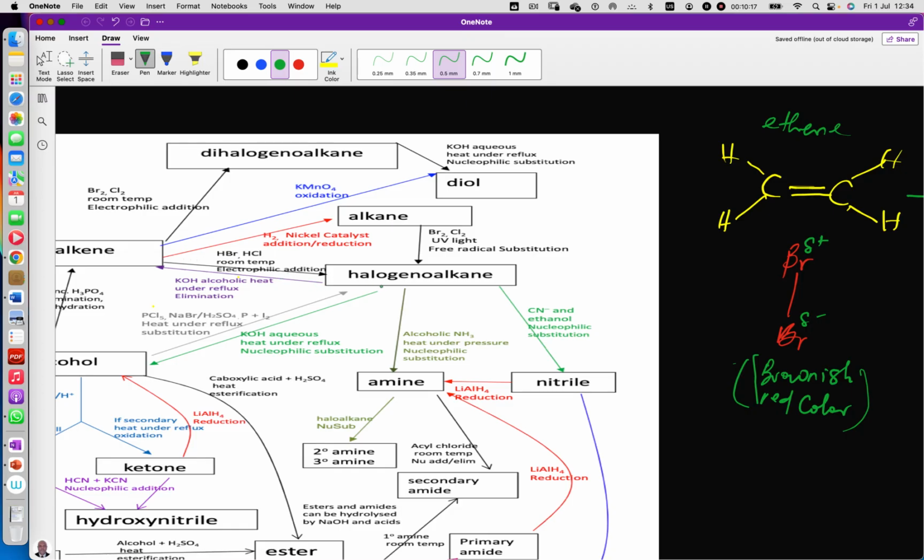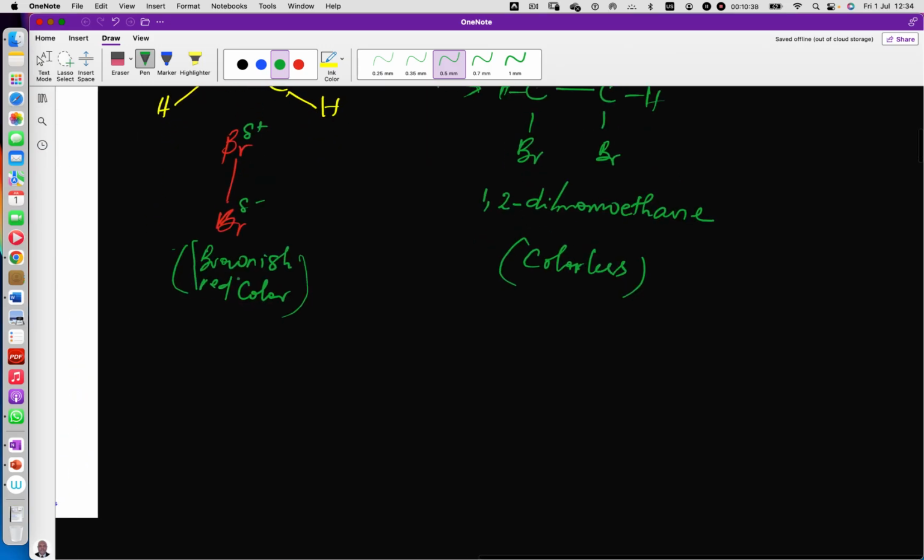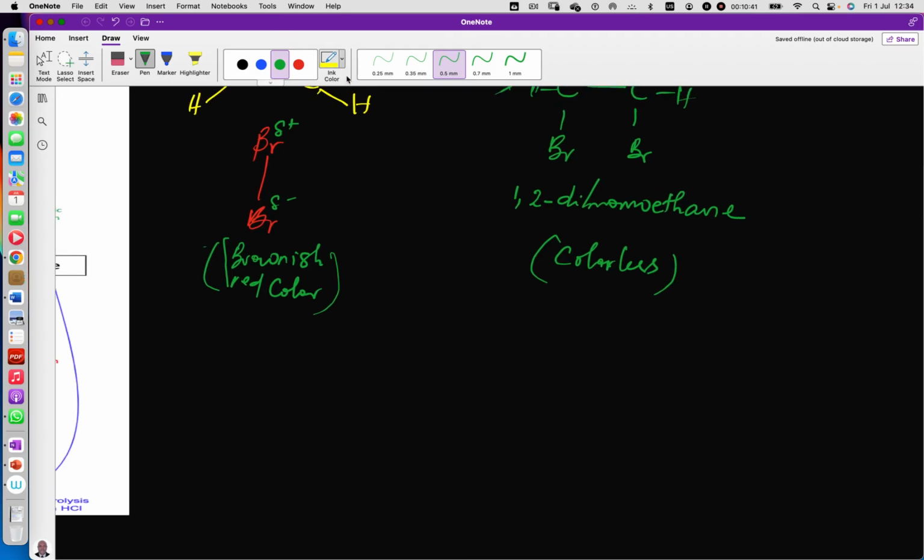A halogenoalkane is going to be produced. So let's look at this other one, the reaction of alkene and halogenoalkane. An example of this type of reaction is also an alkene reacting with hydrogen bromide. If an alkene reacts with hydrogen bromide, what will be the outcome? Let me use an alkene again.